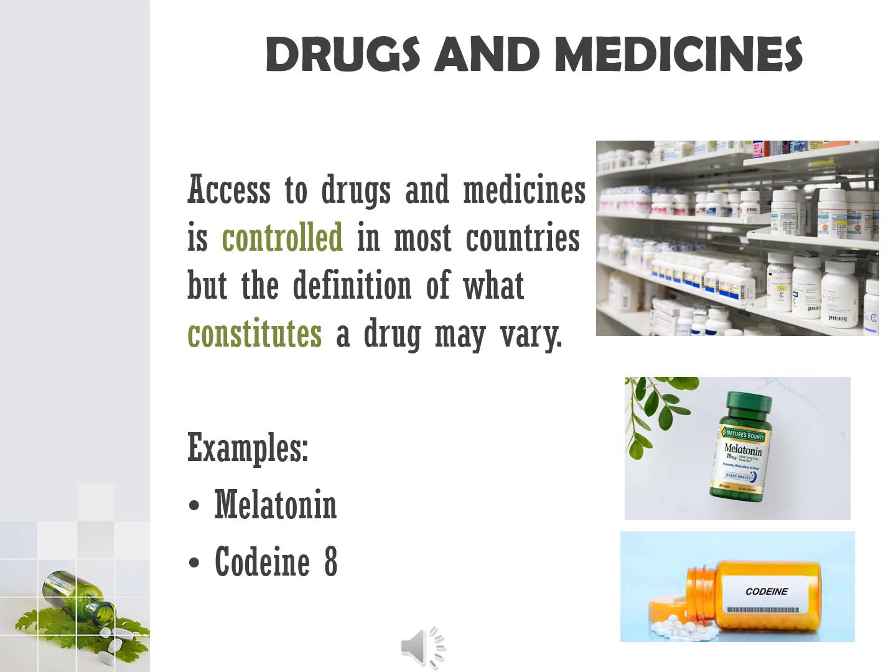As for access to drugs and medicines, in most countries they are controlled, but the definition of what constitutes a drug may vary. For example, we have two types of almost the same drug, which are called by different names, melatonin and also codeine.